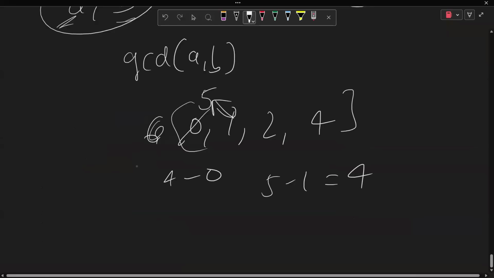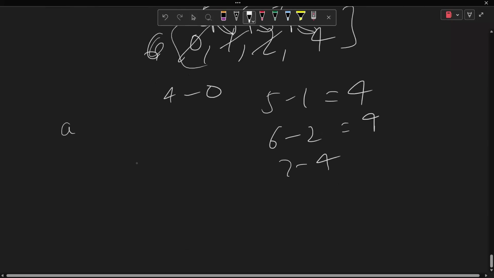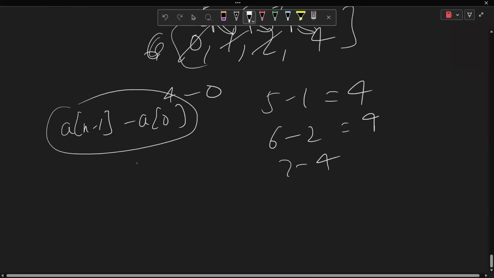Okay. Now after the next rotation, this 1 became 6. So this was my new range, 6 minus 2, 4. After this became 7, this was my new range, 7 minus 4. So basically, take the initial range, which is A of n minus 1 minus A0. This is the first range.